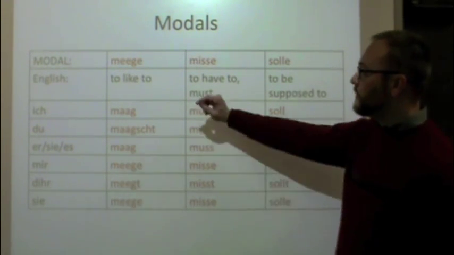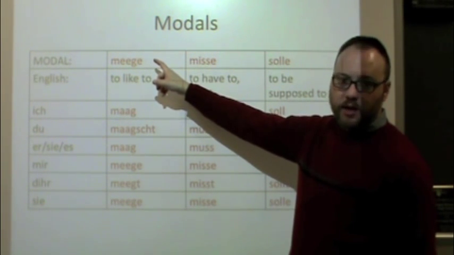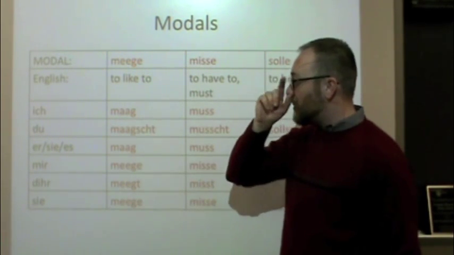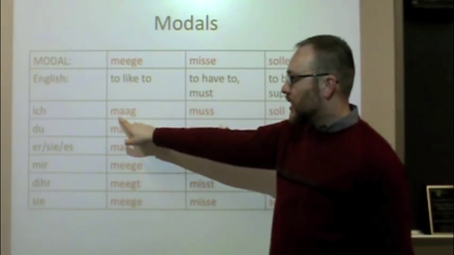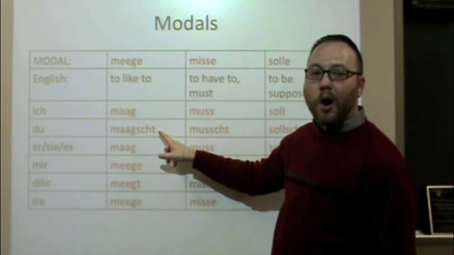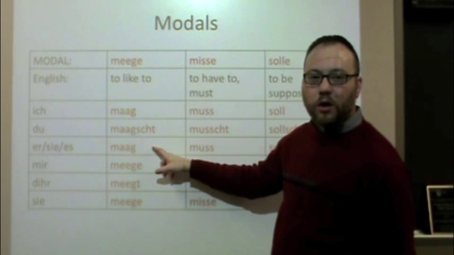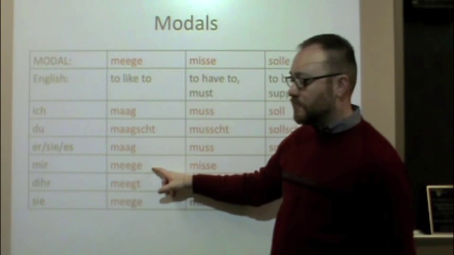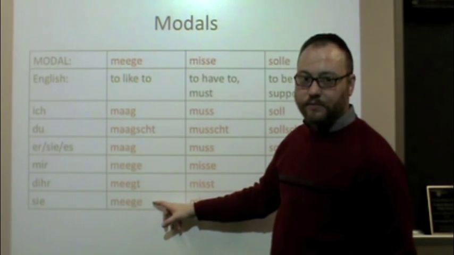The next 3. Mege, M-E-E-G-E, and this means to like to. Notice that this changes spelling as well. In the ich form, the 2 E's change to 2 A's, and it goes to ich mag, du magst, er, sie, es mag. And then it changes back to its original spelling. Mir mähe, dir mägt, and sie mähe. Okay?